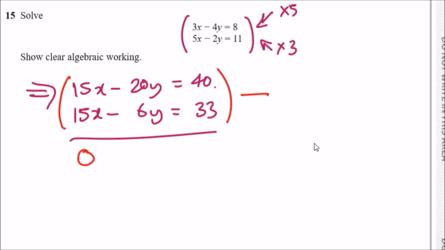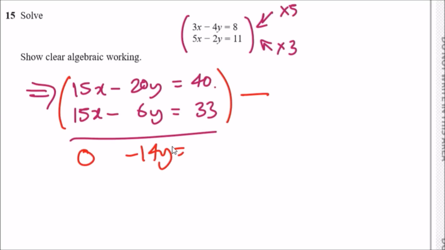20 minus 20y minus 6y. So in your calculator, it's always best to look at it as minus, and then the double minus makes a plus. So minus 20 minus 6 is minus 20 plus 6. So minus 20 plus 6 gives us exactly minus 14y.